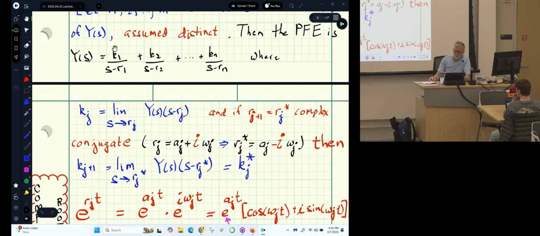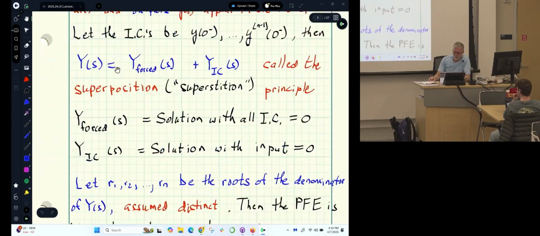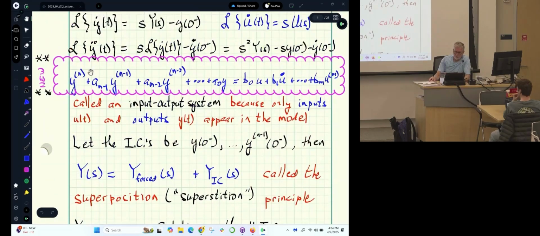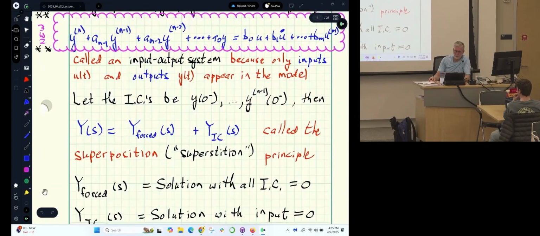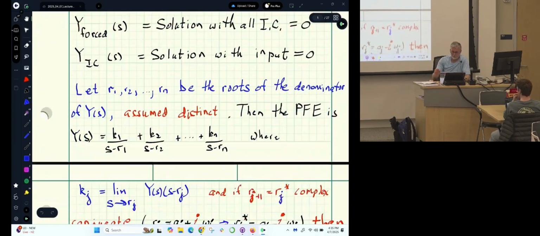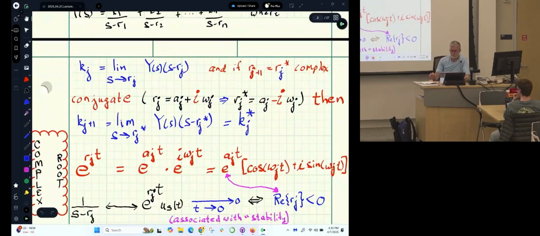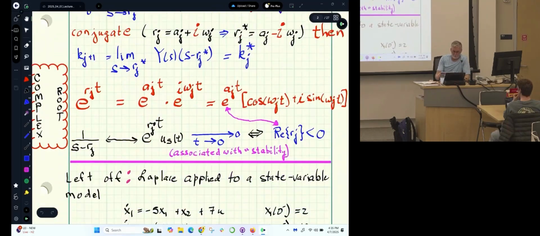So that's where the qualitative information is, and yes, it's all buried in here, but it's less natural to extract it from there than it is when you write down s to the n, capital Y of s plus a to the n minus 1, etc. Less natural.